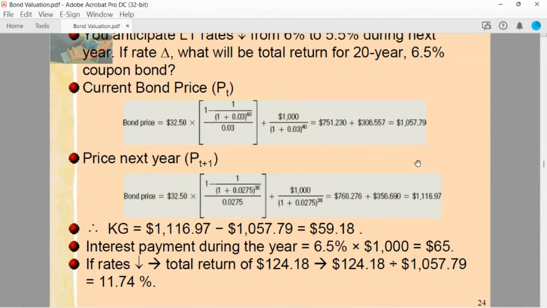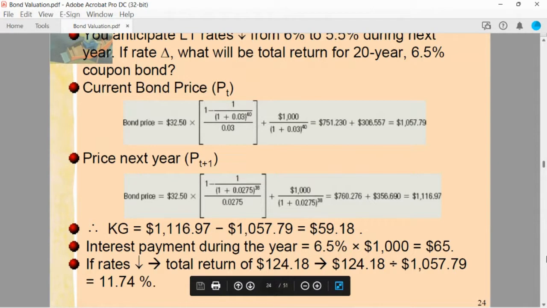The whole point is you want to maximize the holding period return, and the holding period doesn't need to be the entire life of the bond, right? Makes sense, everyone? So here in this case, there'll be capital gains of $59, and for 1 year, between now and the next year, you will have a coupon of $65. So then your total return is, you add them up, 124.18, right? Total dollar return of 124.18.